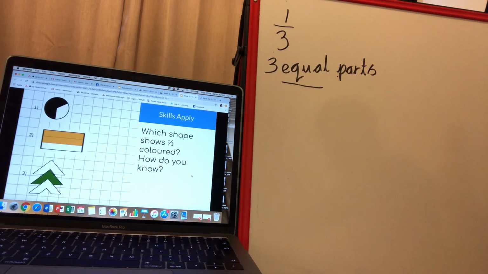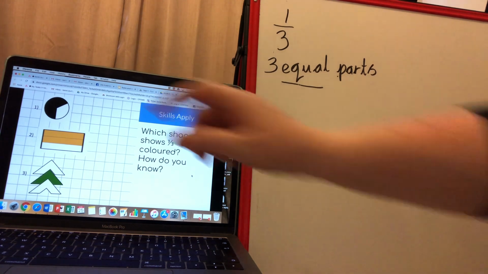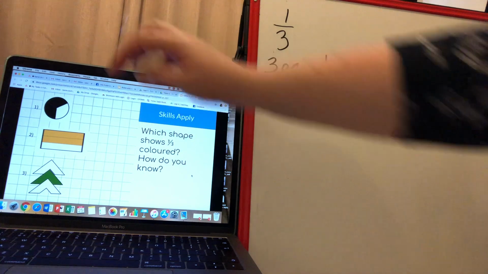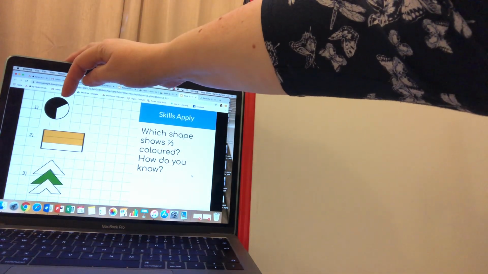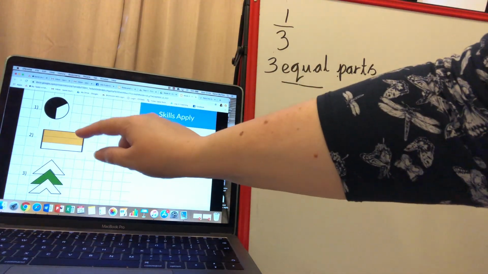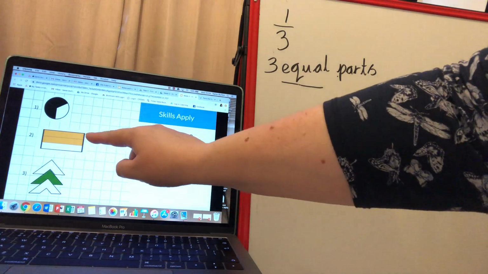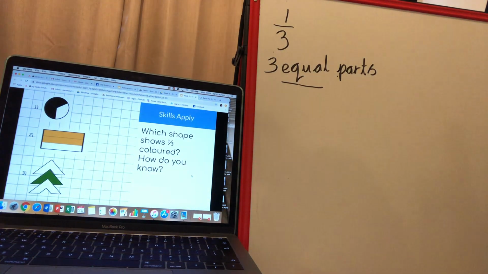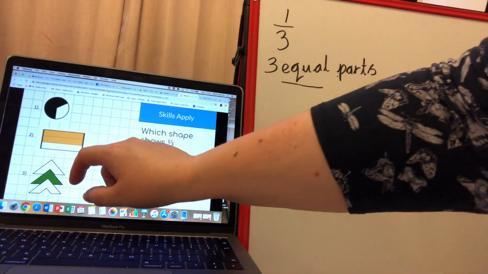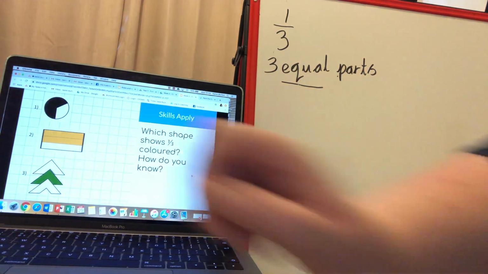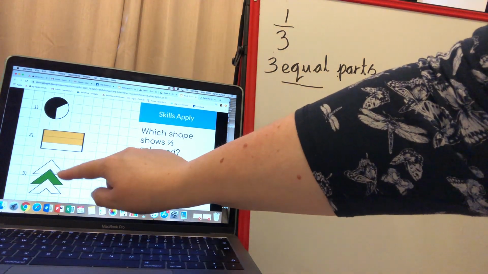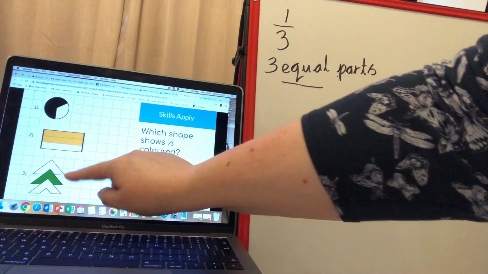Okay, which shape shows 1/3 coloured? Don't forget to explain how you know. Well, looking at number 1, it's got 1, 2, 3 equal parts, but 2 of them are coloured. That's 2/3. Number 2, 1, 2, 3 equal parts, but again, 2 of them are coloured, so that's showing 2/3. Number 3, 1, 2, 3, 3 equal parts, 1 is coloured, so number 3 is showing 1/3.